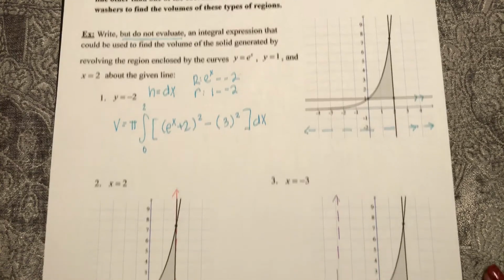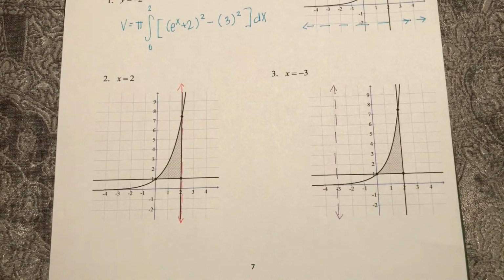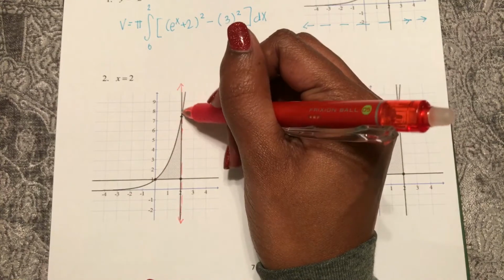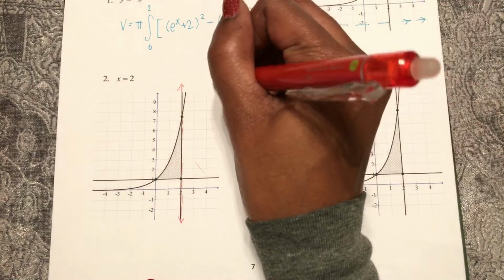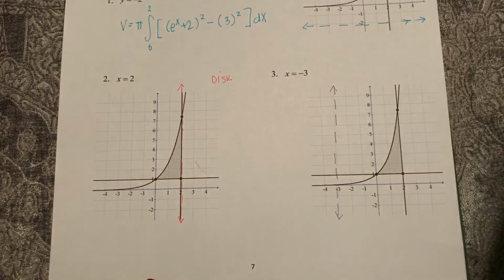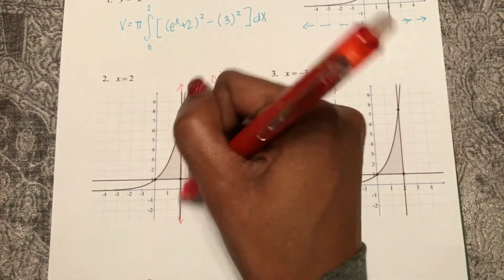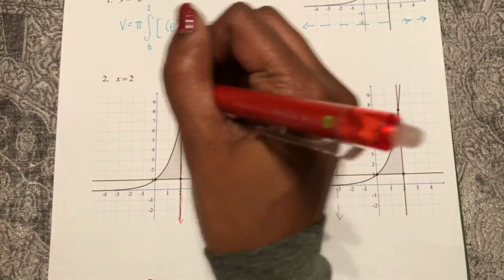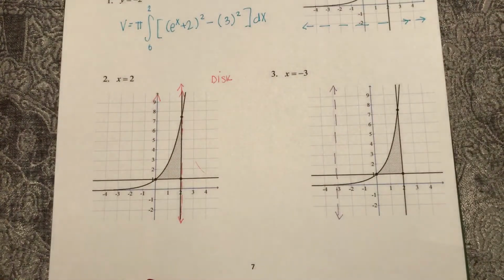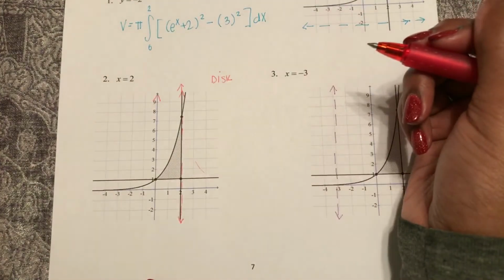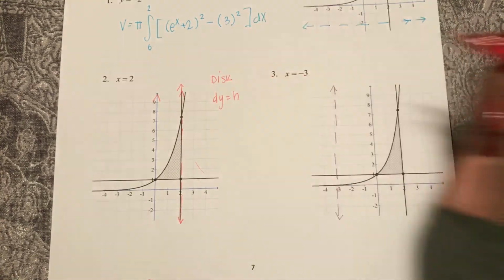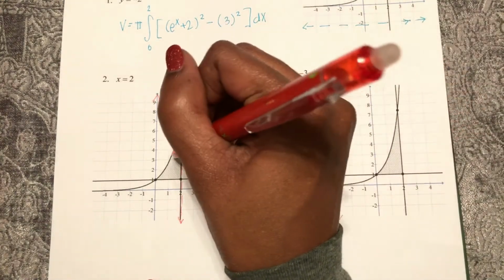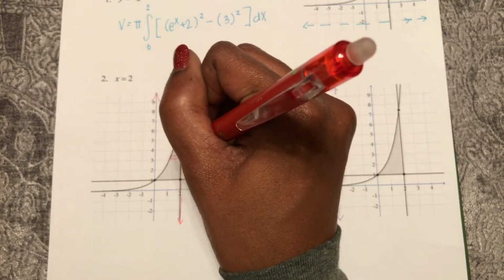So here in number 2, now we're rotating around the line x equals 2. So if I rotated around that, it would actually create a solid shape. So that means I can use a disk. Now, this line x equals 2 is parallel to my y-axis. So it's the same setup as if I rotated around my y-axis. Now dy is my height. And I need my radius. Here's my sample radius here.